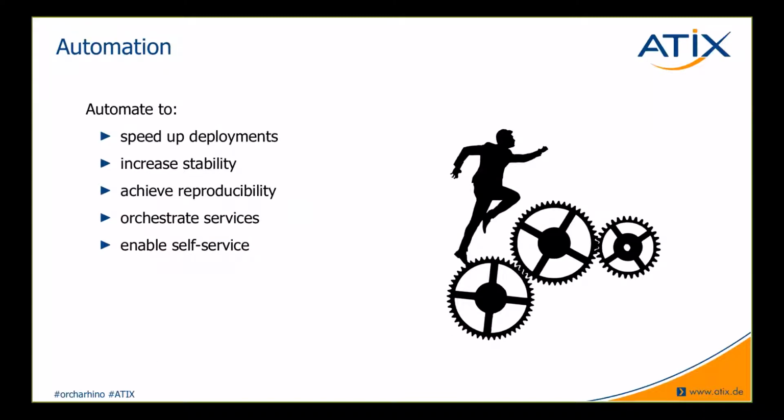So why do we automate things? There are many advantages of automation. The first thing is to speed up deployments. You increase the stability of your infrastructure so that you have a defined state of your infrastructure and you can reproduce it. And you have the possibility to orchestrate your services. And maybe you also want to enable self-service, which can help to speed up processes for DevOps teams.